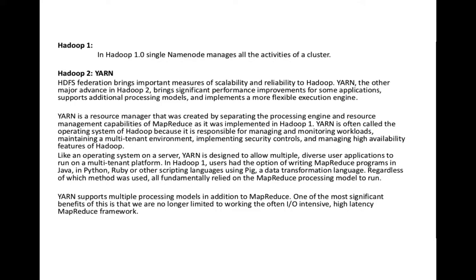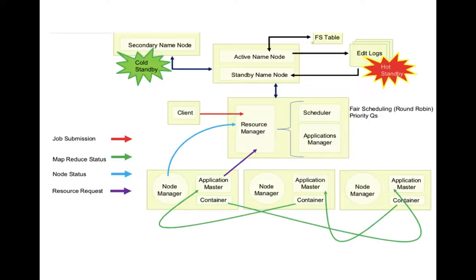So YARN supports multiple processing models in addition to MapReduce. One of the most significant benefits of this is that we are no longer limited to working with the input output intensive, high latency MapReduce framework.